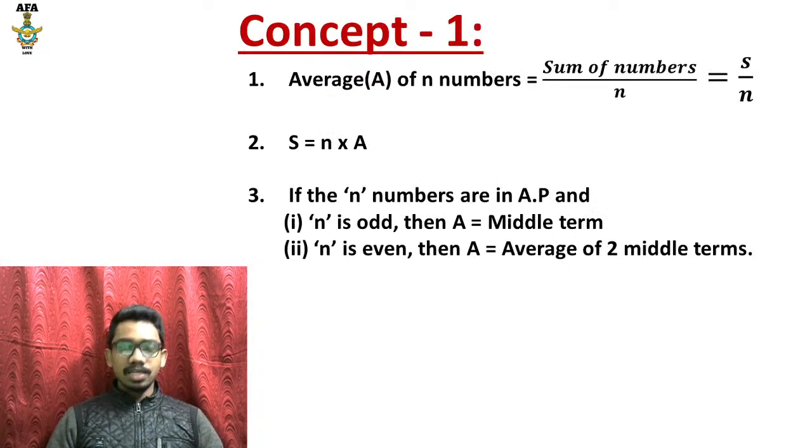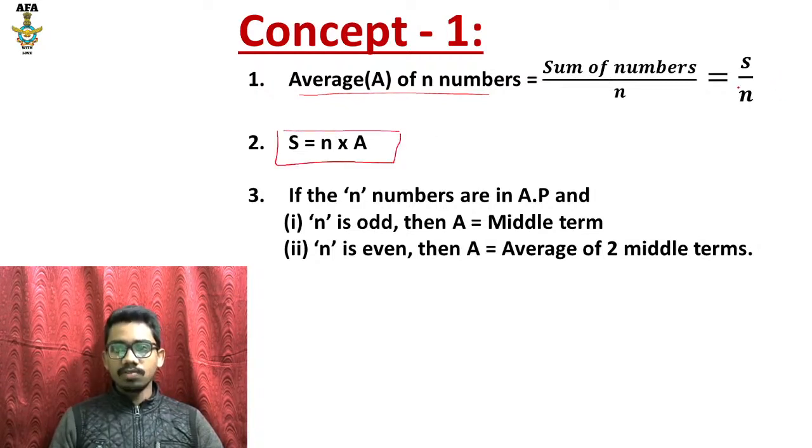So let's see the concept, starting with the concepts of average. Average of n numbers is equal to sum of numbers by n. So if there are n numbers, then average equals sum of numbers by n, that is S by n. So sum of numbers will be n into average. We get from this formula: average equals S by n, and sum equals n into A.